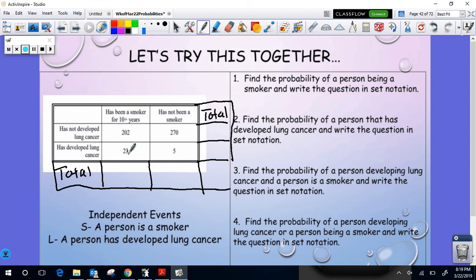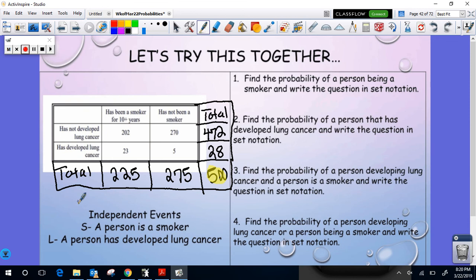Okay, and the simple way to get the total columns is you just add this up. So this is telling you that there's 225 people that have been smoking for 10 years. And then of the people that have not been a smoker, there are 275. And then here are the ones that have not developed lung cancer. So you get 2 plus 2 is 4, 72, and then 25 plus 5 is 28. Then you get 500 people in all. So your total sample size is 500.